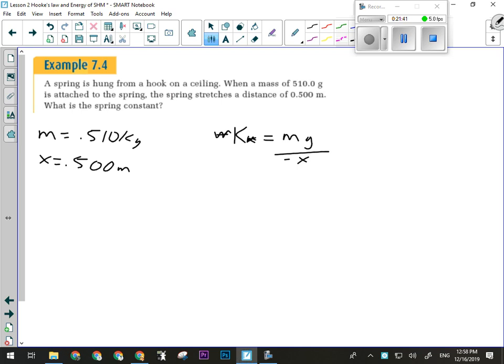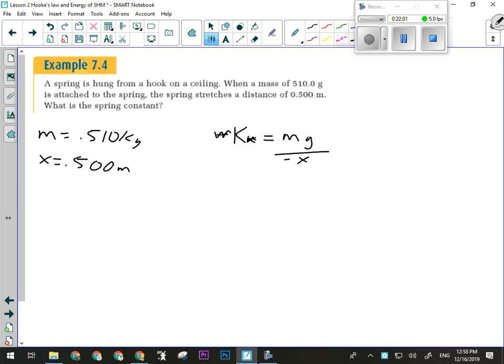So, here's the problem. This number's negative, that number's negative, and I'm multiplying by a negative. So I'm still going to get a negative. But K can't be negative. K is an absolute value. It's just the stiffness of the spring. It's neither positive nor negative.